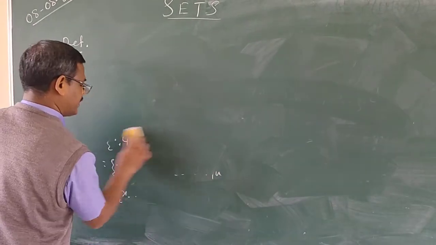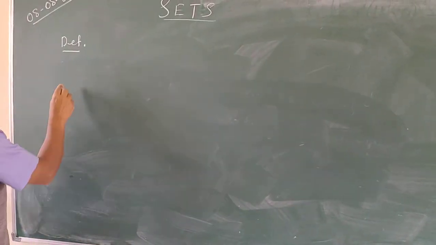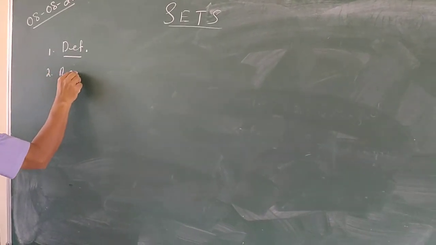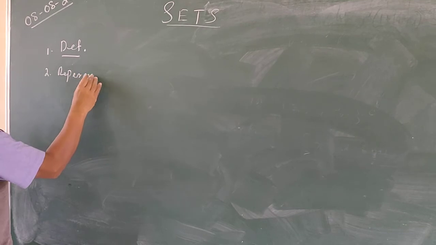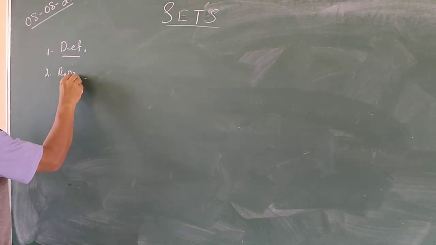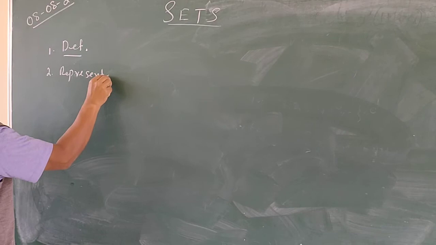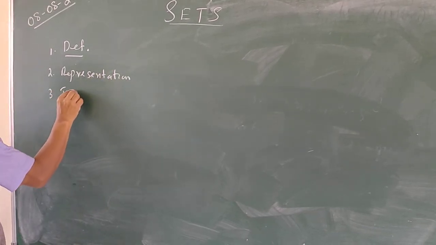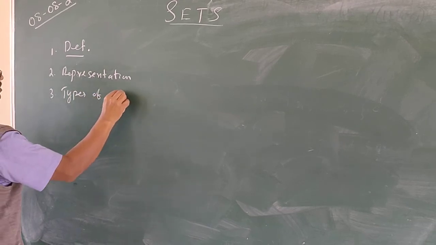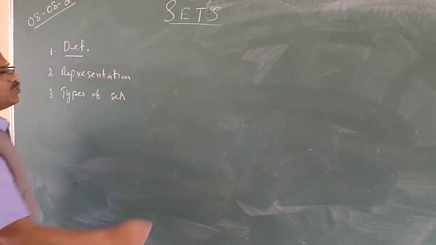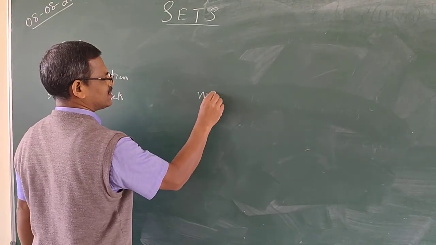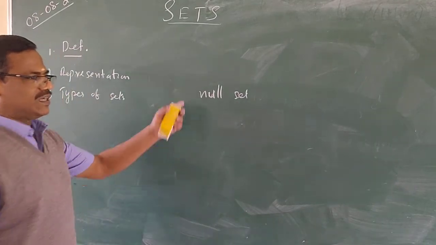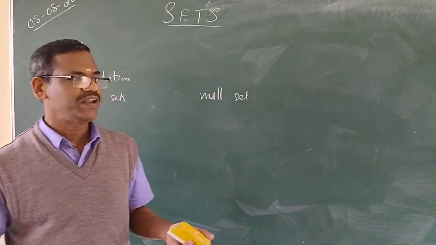Then we have also written different types of sets. That was the representation, the first two. Then types of sets. Third, what we have explained. So what is a null set? A null set means a set which does not have any element.